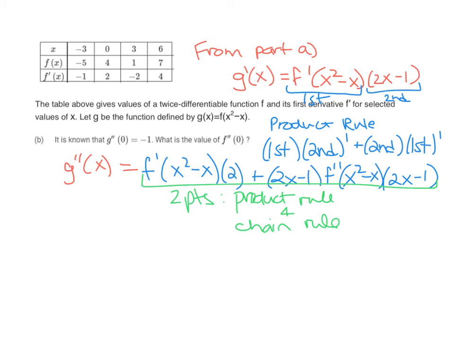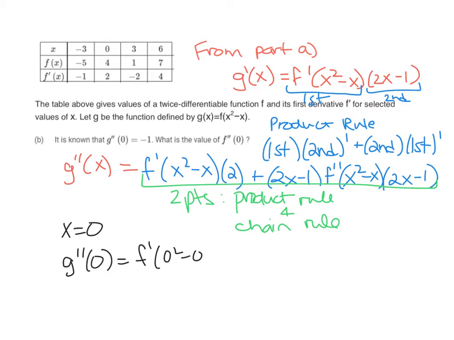So now I need to figure out what f double prime of 0 is. The only thing I can really do with this equation that I have is set x equal to 0. Then I might actually get something that I can work with because I know g double prime is 0 and I know I'm looking for f double prime. So I'm going to rewrite this with an x replaced with 0. So g double prime of 0 is equal to f prime x squared minus x. Actually, I'm going to plug in 0 for both of those.